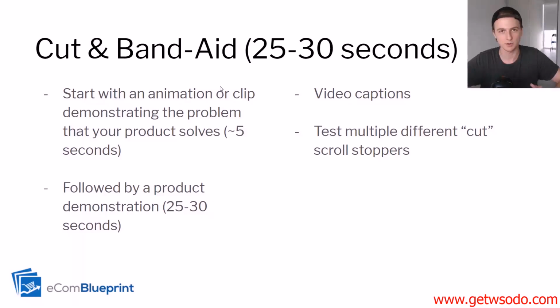So like if you're selling a posture corrector, you cut them by reminding them of poor posture, slouching. That is the cut. And then the band-aid is your product demo where you're offering the solution. So a cut and band-aid is essentially just a product demo plus a clip at the start that highlights the problem that you're offering a solution to. And so once again, video captions, and then you want to test multiple different cut scroll stoppers. And I have some cool examples to show you of this formula.